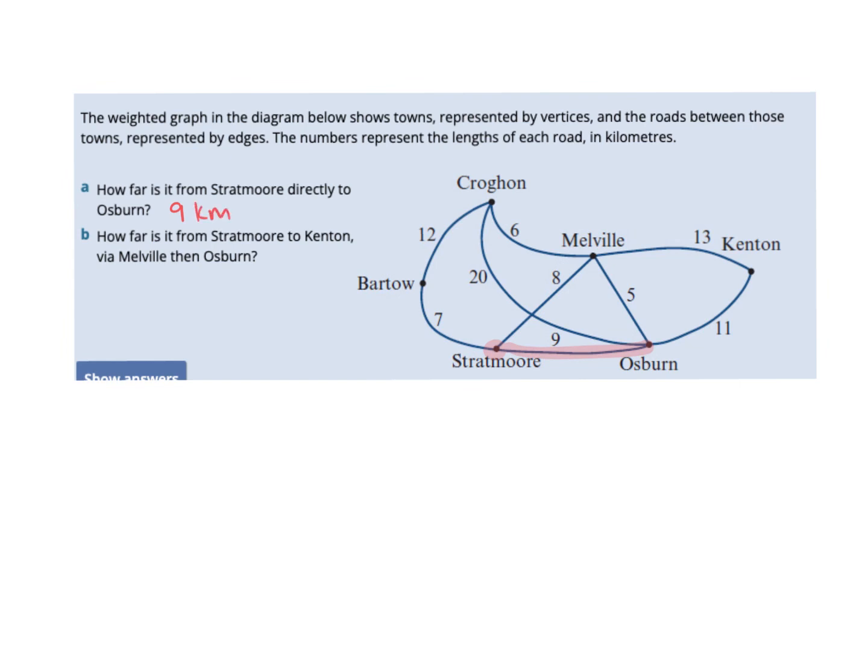Now the next one, how far is it from Strathmore to Kenton via Melville, then Osborne? So we're going to start at Strathmore, go via Melville and Osborne, and then back to Kenton. 24. So if you add up, we've got 8 plus 5, which would be 13, plus 11 would be 24. 8 plus 5 plus 11 equals 24 kilometres.